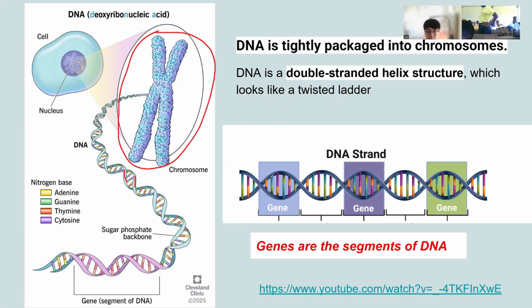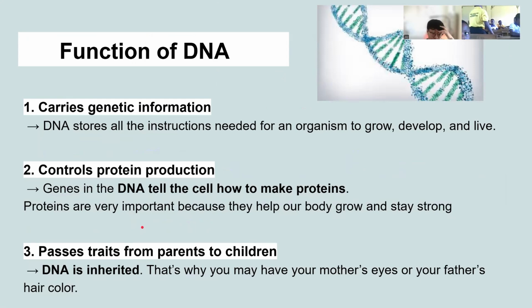So DNA has two strands right here, double-stranded. It's like a ladder, like a twisted ladder. See, this is what the DNA looks like. And DNA has a couple functions. The first function of DNA is to carry genetic information. So DNA stores all instructions needed for an organism to grow, develop, and live.